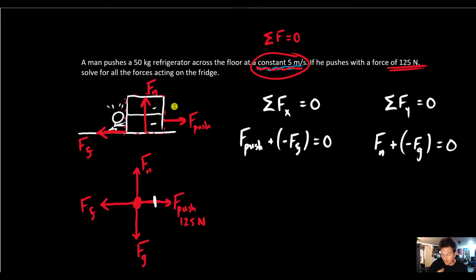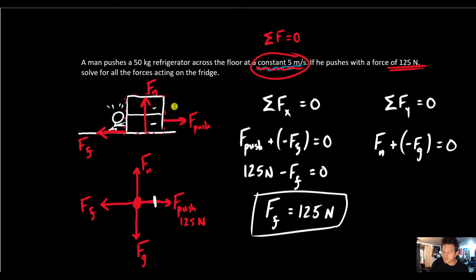Okay, and so now I just plug in my numbers. I know that the push force we said was 125. So 125 newtons minus that friction force, and that's only in the x direction, is equal to 0. When I solve this, I do a little abracadabra, I solve for that missing friction force. I'm going to find out that the friction force is also equal to 125 newtons. So there's one of my missing forces.